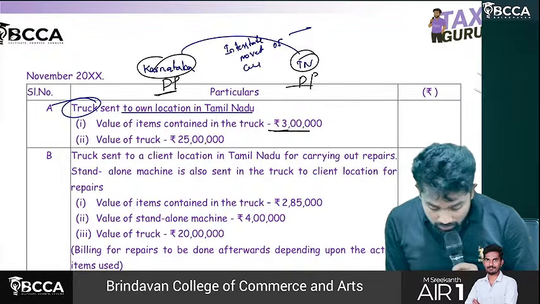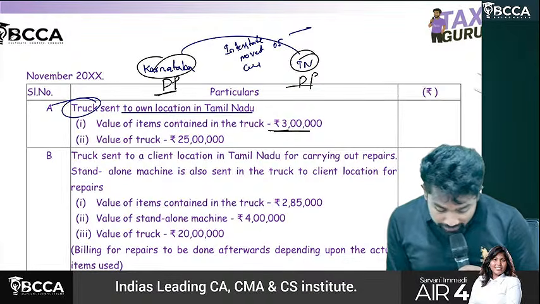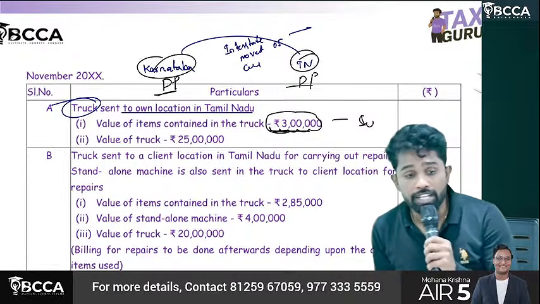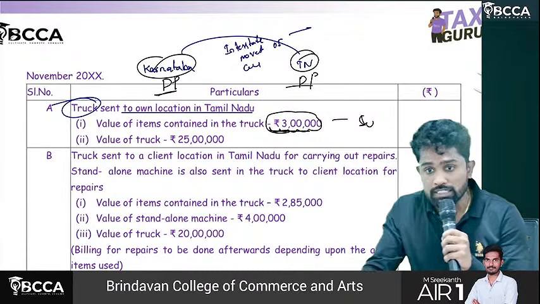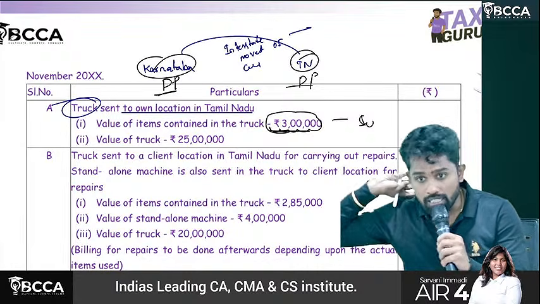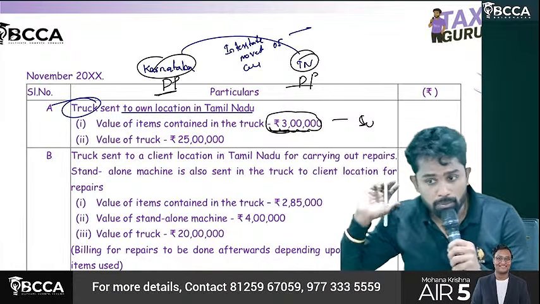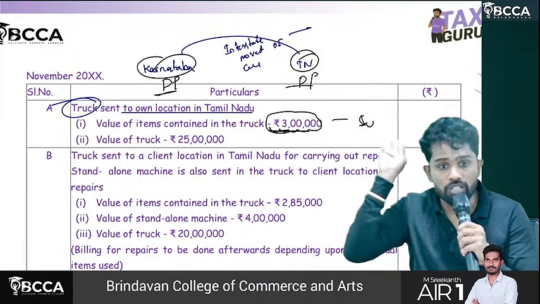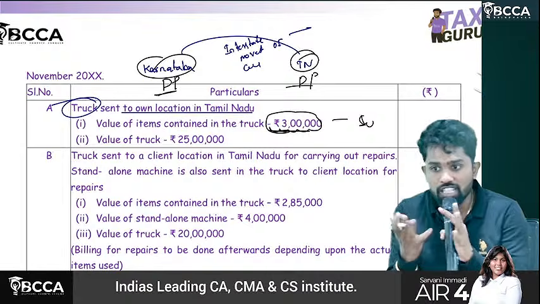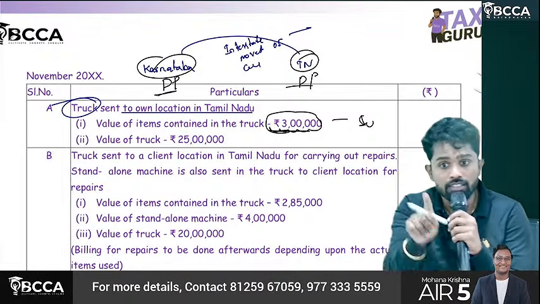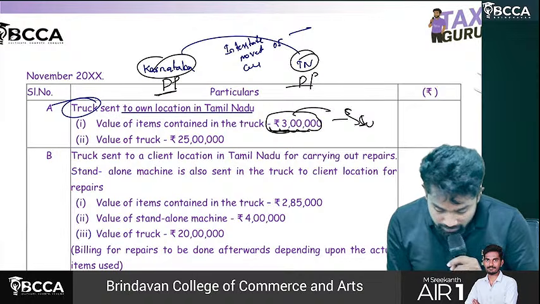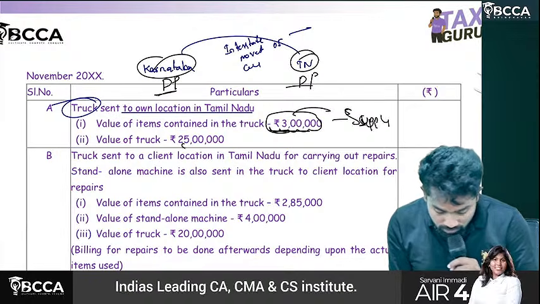That applies to the truck value. However, to the extent of items contained in the truck, it is deemed supply, even though there is no consideration. Where any goods are sent from one distinct person to another distinct person, it amounts to supply. Only the truck value is not supply. Along with the truck, if any goods are sent, for that there is no relaxation. Only for conveyance, relaxation is there, not for the goods. That's why this 3 lakhs has to be treated as supply, but not this 25 lakhs.